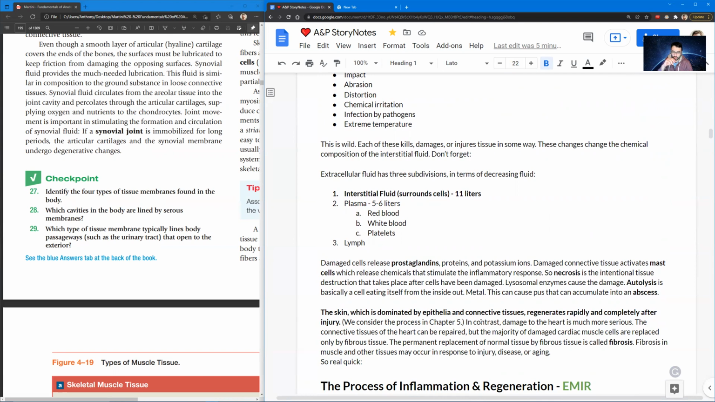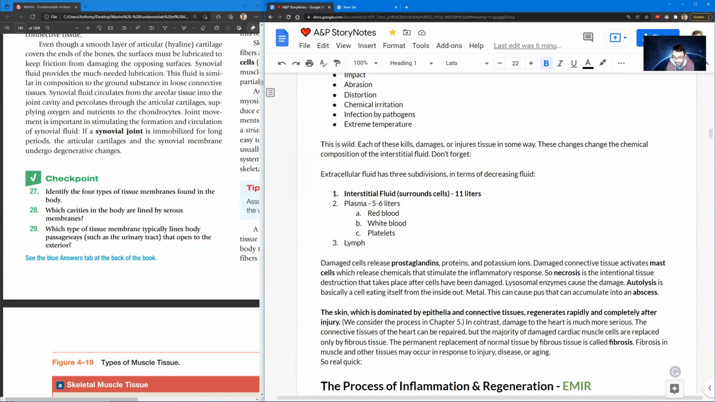So damaged cells release something called prostaglandins, also proteins, and also potassium ions. Potassium, interesting. Damaged connective tissue activates something called mast cells. And I think of the mast of a ship, which has history. It releases chemicals, histamines, that stimulate the inflammatory response. Necrosis is the intentional tissue destruction that takes place after cells have been damaged, all right?